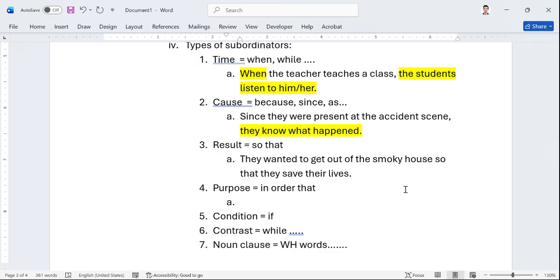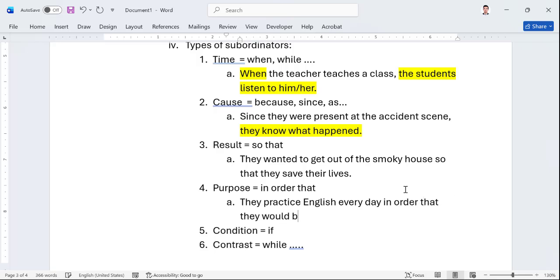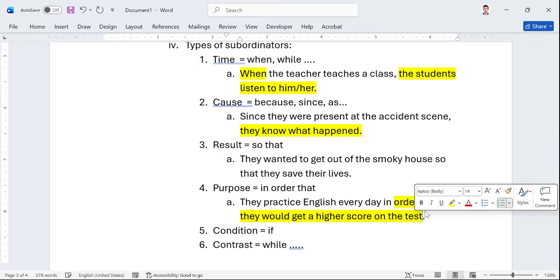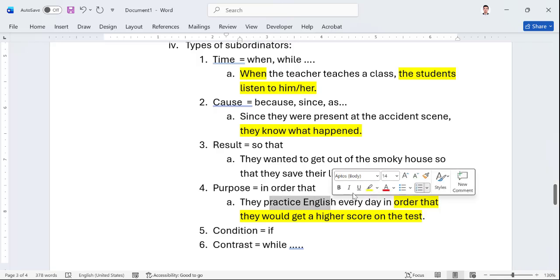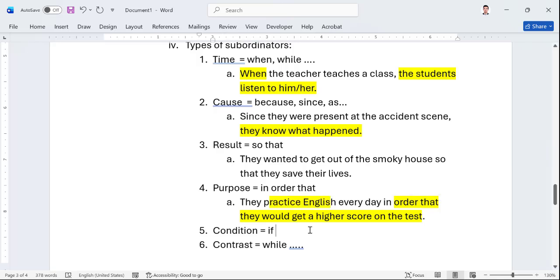That is removed here. They practice English every day, in order that they would get a higher score on the test. So it is the purpose clause. In order that, it shows the purpose of their practicing English. It shows their purpose.